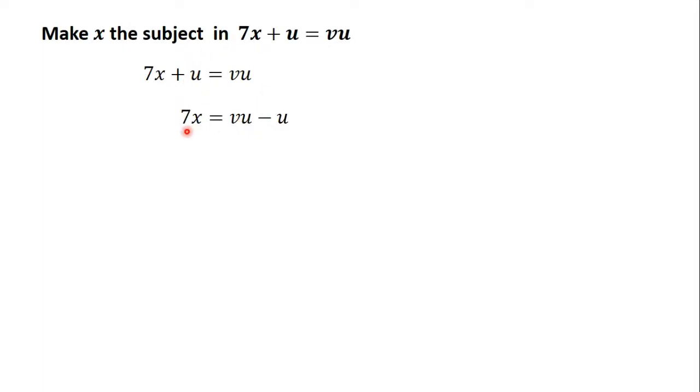Now here, I divide through by the number attached to the new subject. The number attached to the new subject is 7. So I'll divide both sides by 7. So 7 will cancel 7, and I'm going to get x to be equal to vu minus u over 7. Once again, I've been able to change the subject of the equation to x. So we have x equal to vu minus u divided by 7.